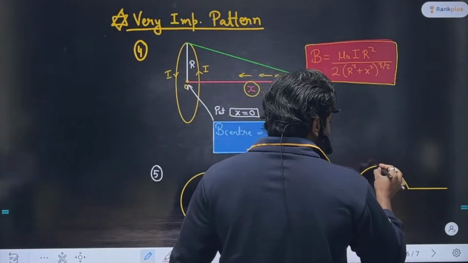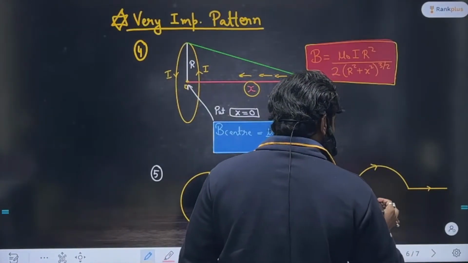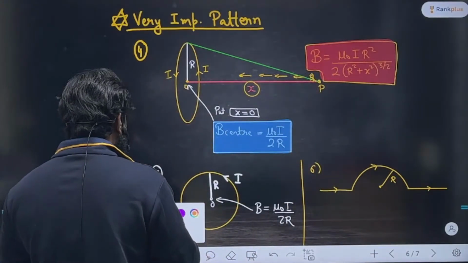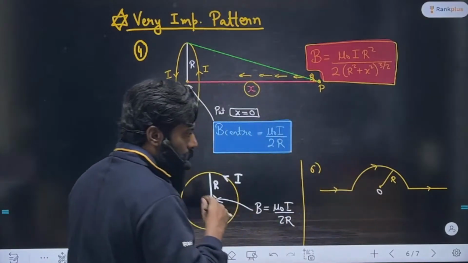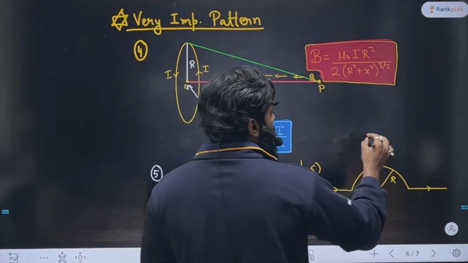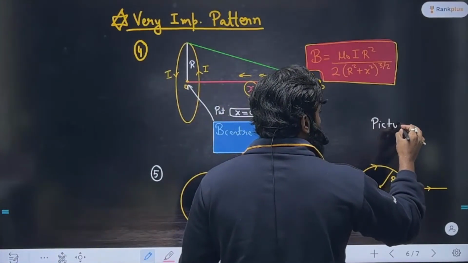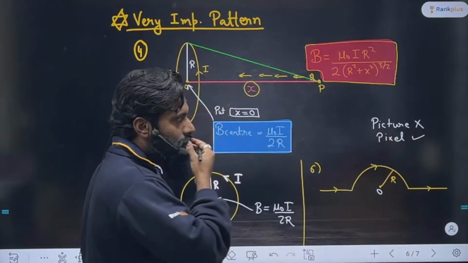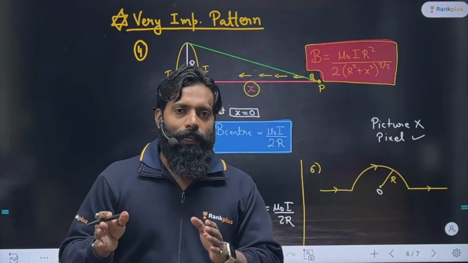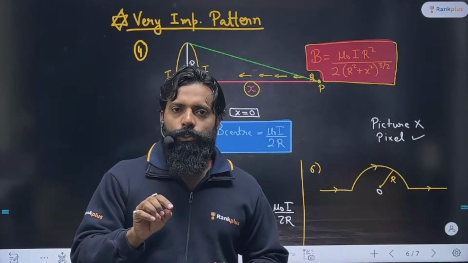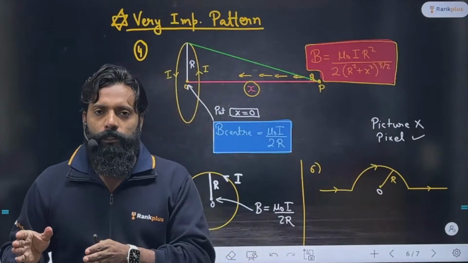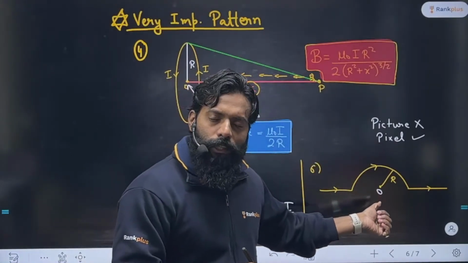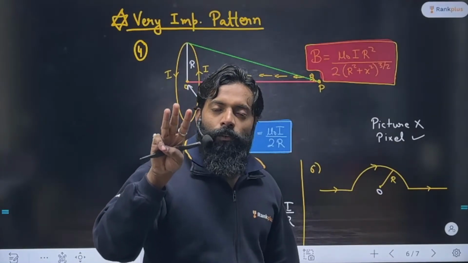So now if current I is flowing through it, the radius is r, you have to calculate the magnetic field at this O point. Now tell me, I always tell you that you do not have to see the picture, you have to see the pixel. And what is pixel here? Whenever you are getting a question, you have to divide that question into multiple parts. So I have divided this question into multiple parts. The magnetic field at this O point will be due to three parts.